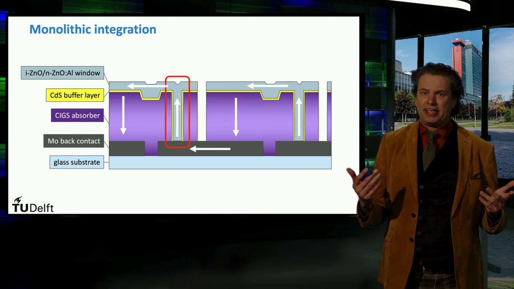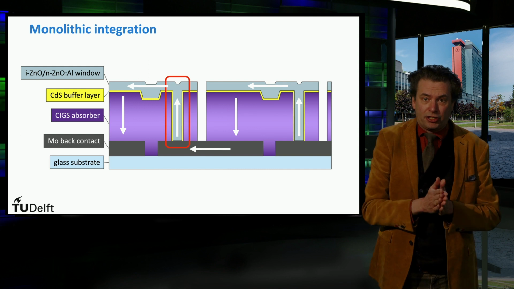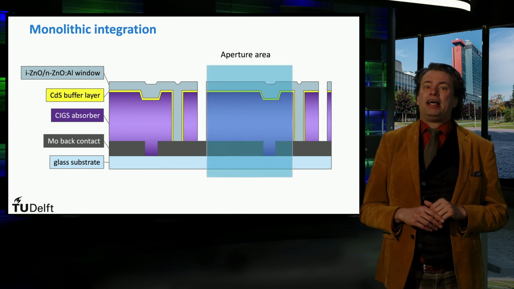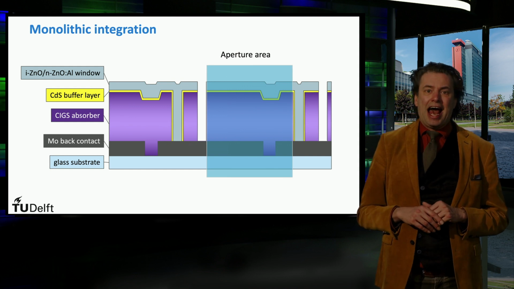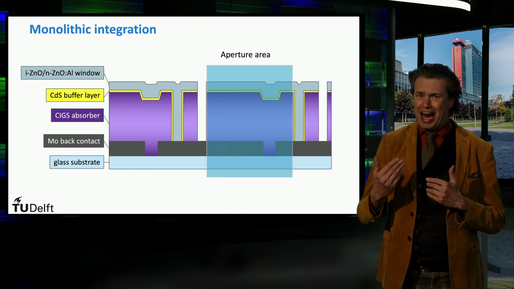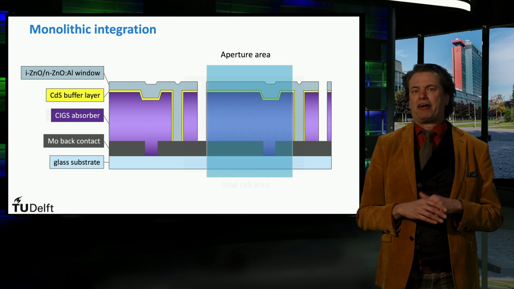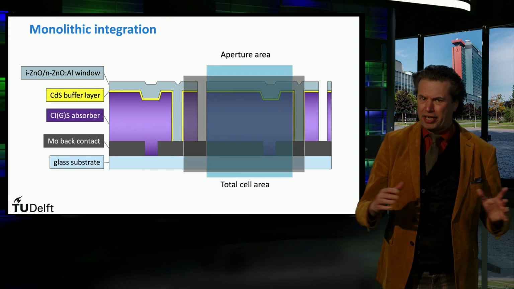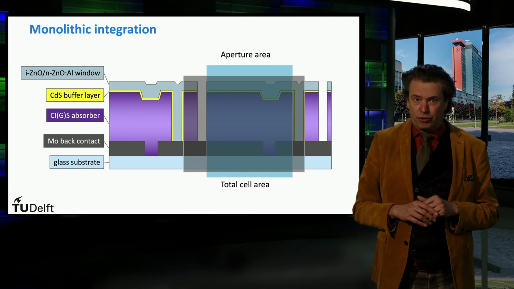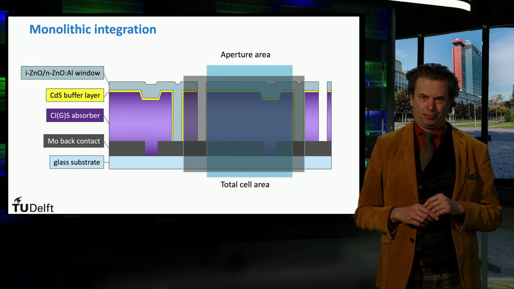One can clearly see that some of the cell's area is lost by the laser scribe and the interconnection. The aperture area is defined as the effective area that operates as a solar cell, highlighted with the blue box here. The aperture area is clearly smaller than the total cell area. The monolithic interconnection results in a small loss in solar cell area utilization.